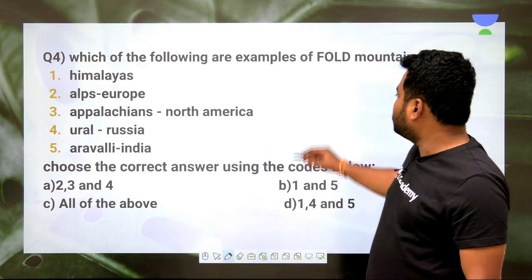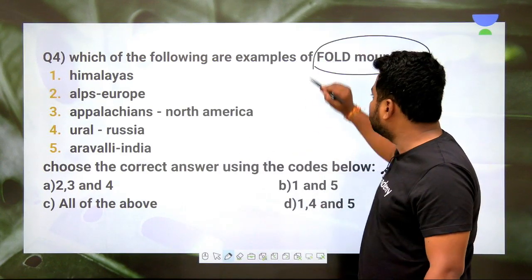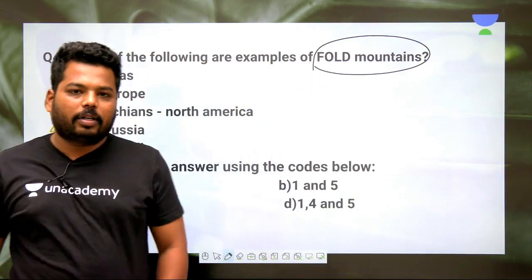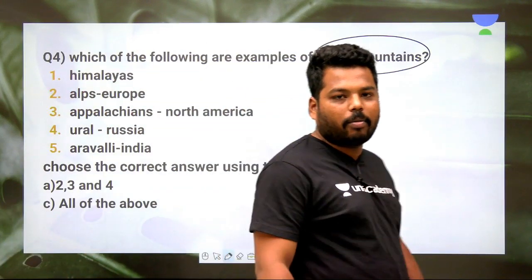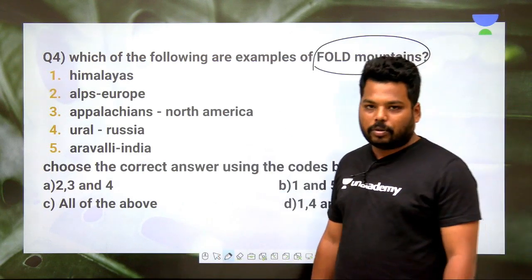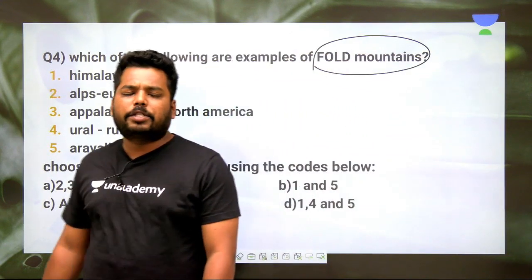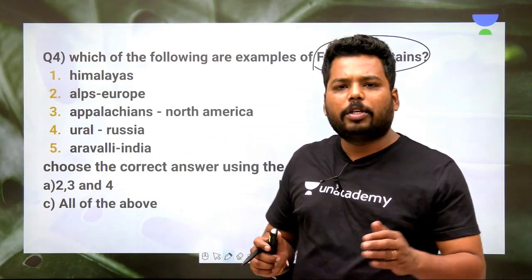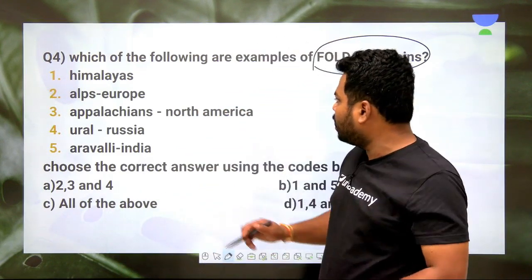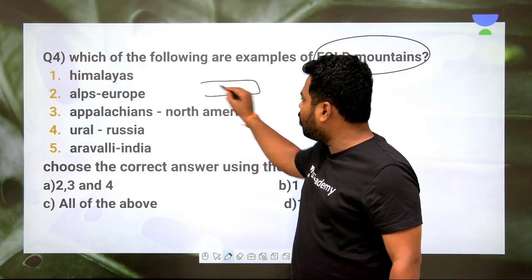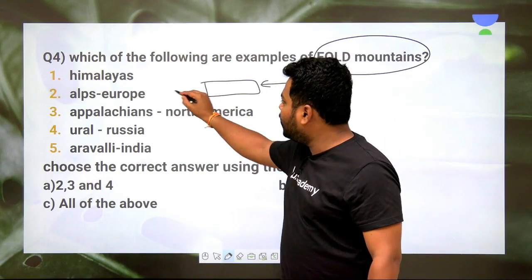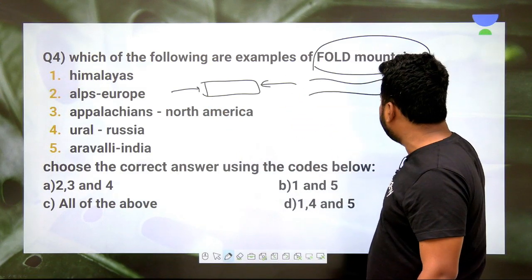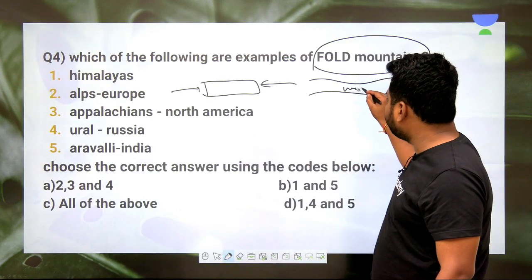Which of the following are examples of fold mountains? Why are fold mountains formed? Please don't forget here. Fold mountains are formed because of compressional forces. Whenever compressional forces are nominal, we have the formation of warping of land. What is warping? When nominal compressional forces are applied, the land folds slightly. The land folds slightly. This is warping.